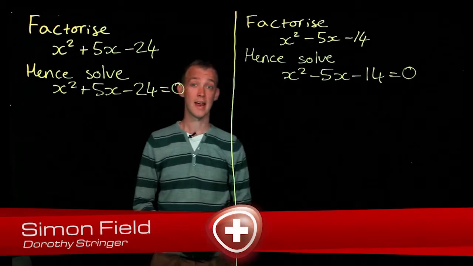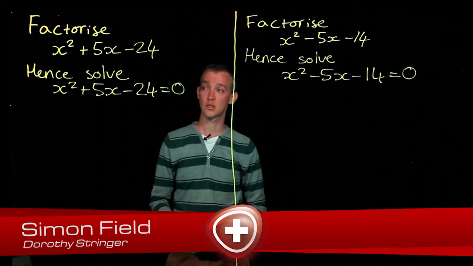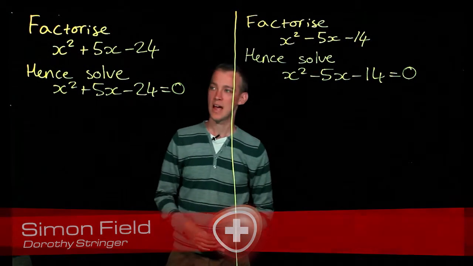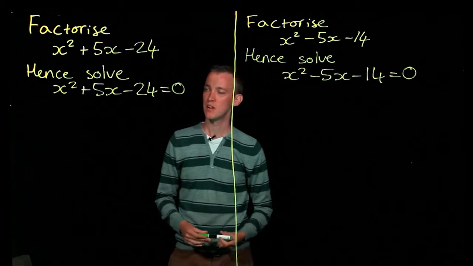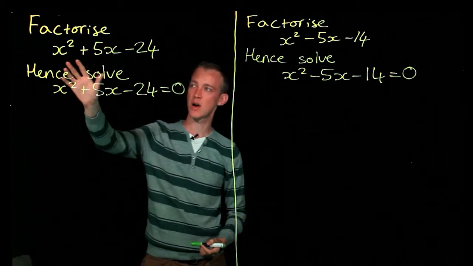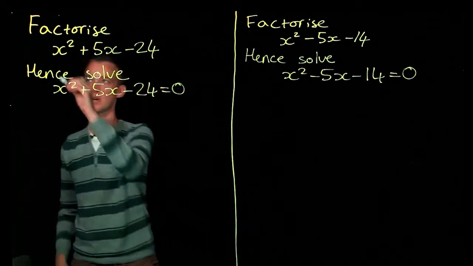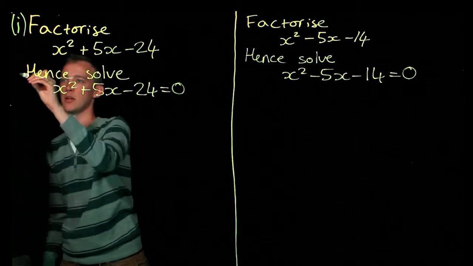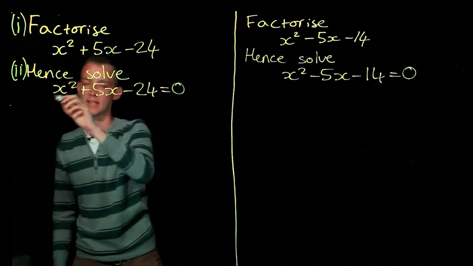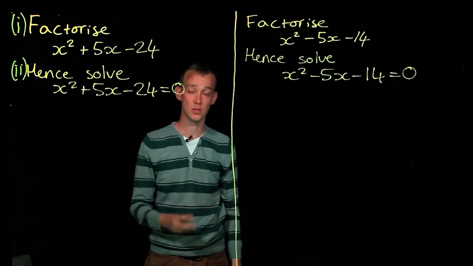In this video, we're going to again look at a couple of examples where we factorise a quadratic expression and solve a quadratic equation. First of all, I've been asked to factorise x squared plus 5x minus 24. And secondly, I'm going to solve x squared plus 5x minus 24 equals 0.